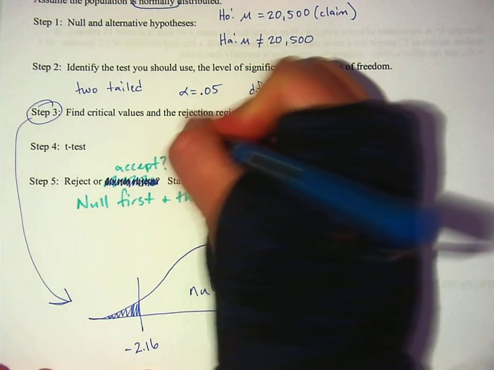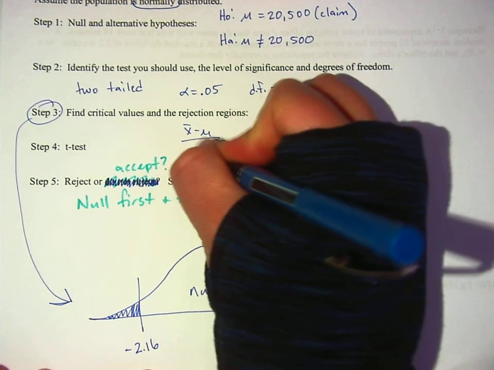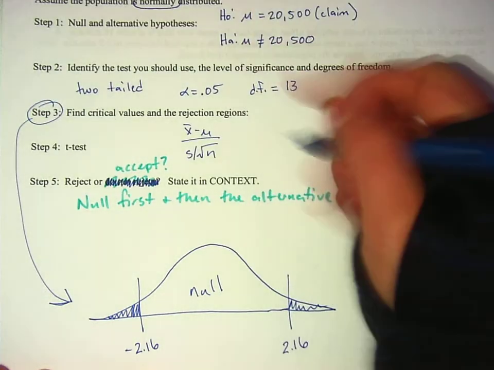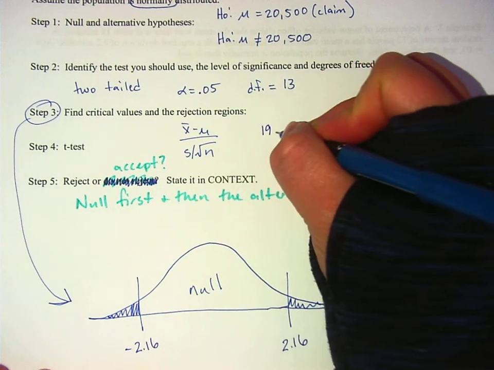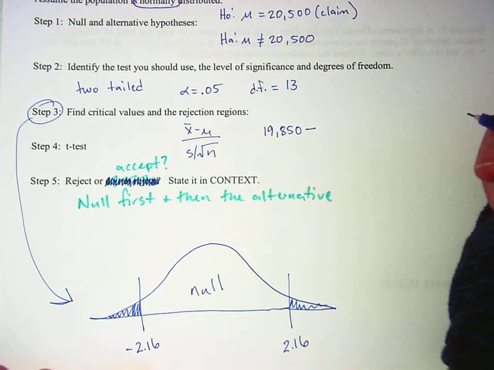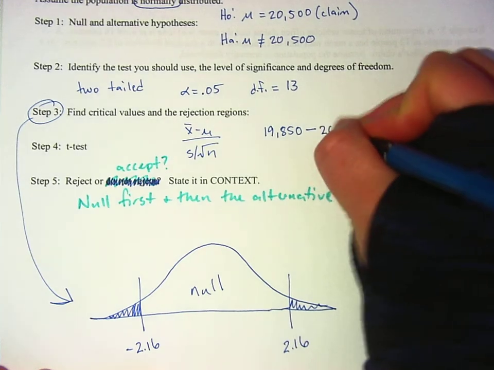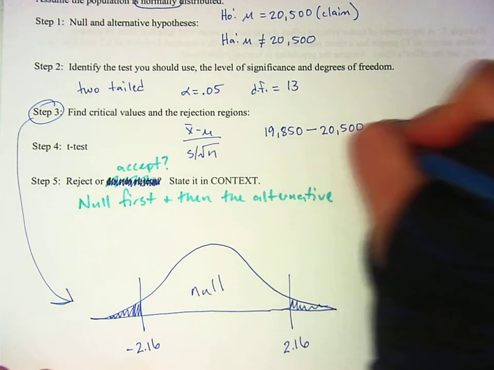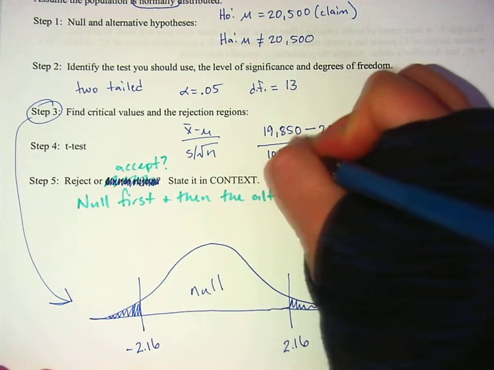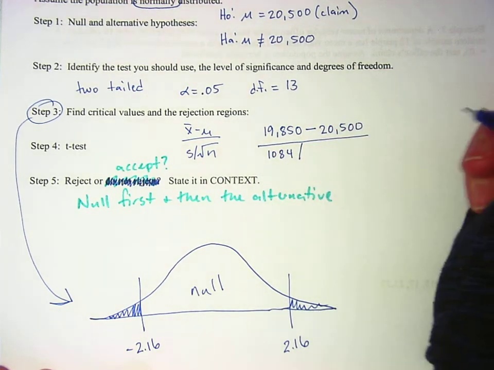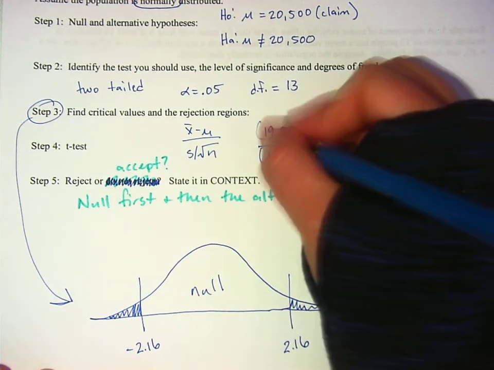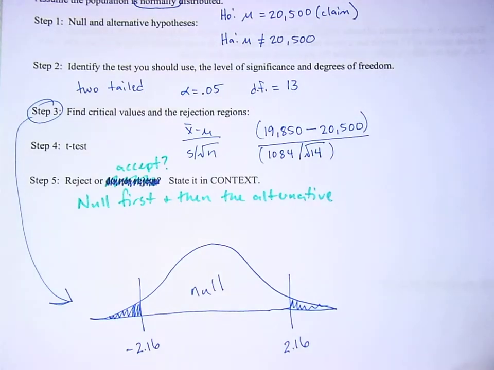T-test is x bar minus mu over s divided by the square root of n. So let's see, when they did their test, they found that their mean was 19,850 minus mu, which is 20,500, divided by s, 1,084, divided by the square root of 14. Make sure you put parentheses on the top and the bottom.